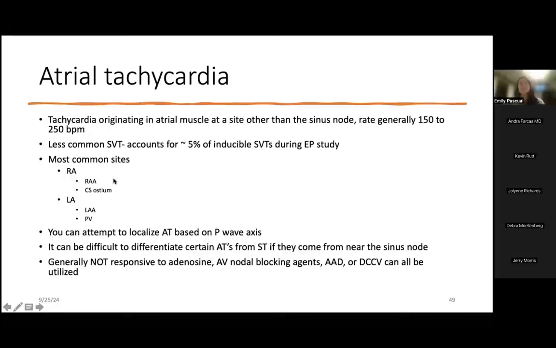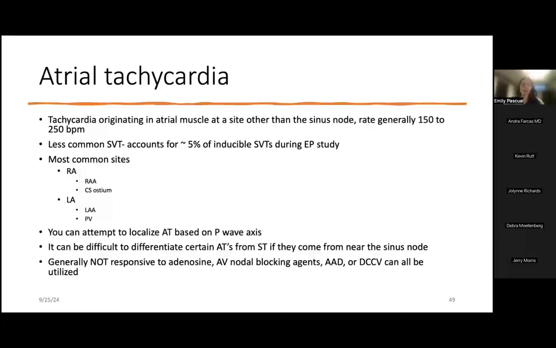If you are going to see this, the most common sites are the right atrial appendage near the coronary sinus, or the left atrial appendage or the pulmonary veins. And that's akin to AFib. This is, again, one of those things where we talk about EKG vectors, sometimes we can try to localize where it's coming from based on what the P wave looks like. Sometimes there are certain atrial tachycardias that look like sinus tachycardia, and that can be challenging.